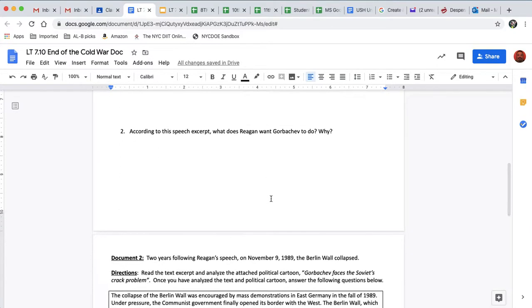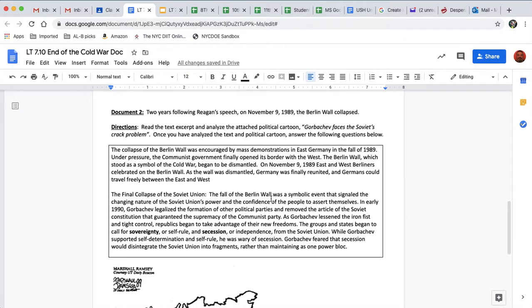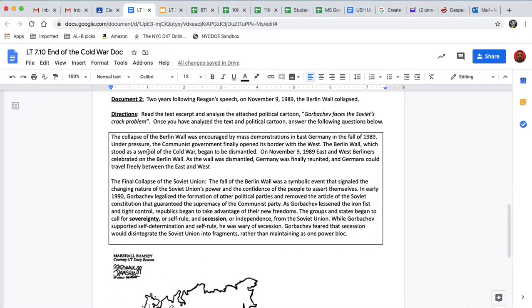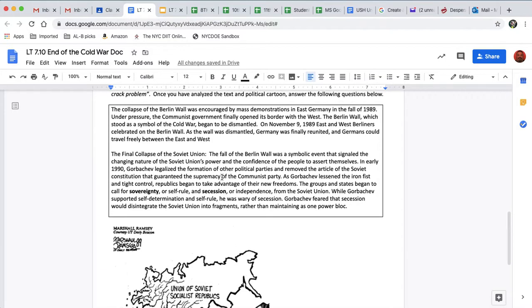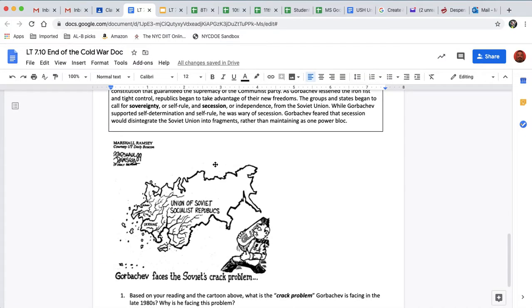Okay. Now we get to the second document. The second document is a little bit different. We have a text in here that talks about after the collapse of the Berlin Wall and what happens to the Soviet Union and how it kind of sets in motion the collapse of the Soviet Union. And then you have a political cartoon here.